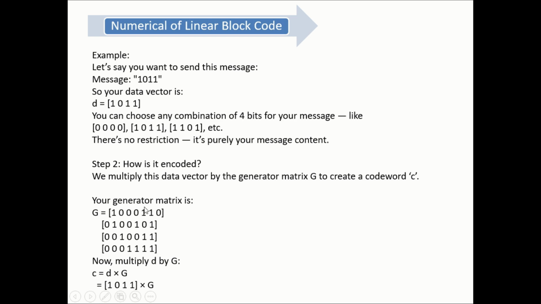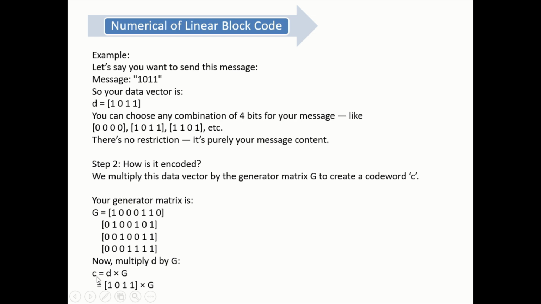and the remaining part, 4 cross 3, is the parity bits. Okay, 4 cross 3, why? Because 1 1 0 1, this is the first column, this is the second column, and this is the third column. These 3 columns define the parity bits, and these first 4 columns define the identity matrix of the generator matrix. Okay, so now we multiply this generator matrix with the message bits, the data vector.